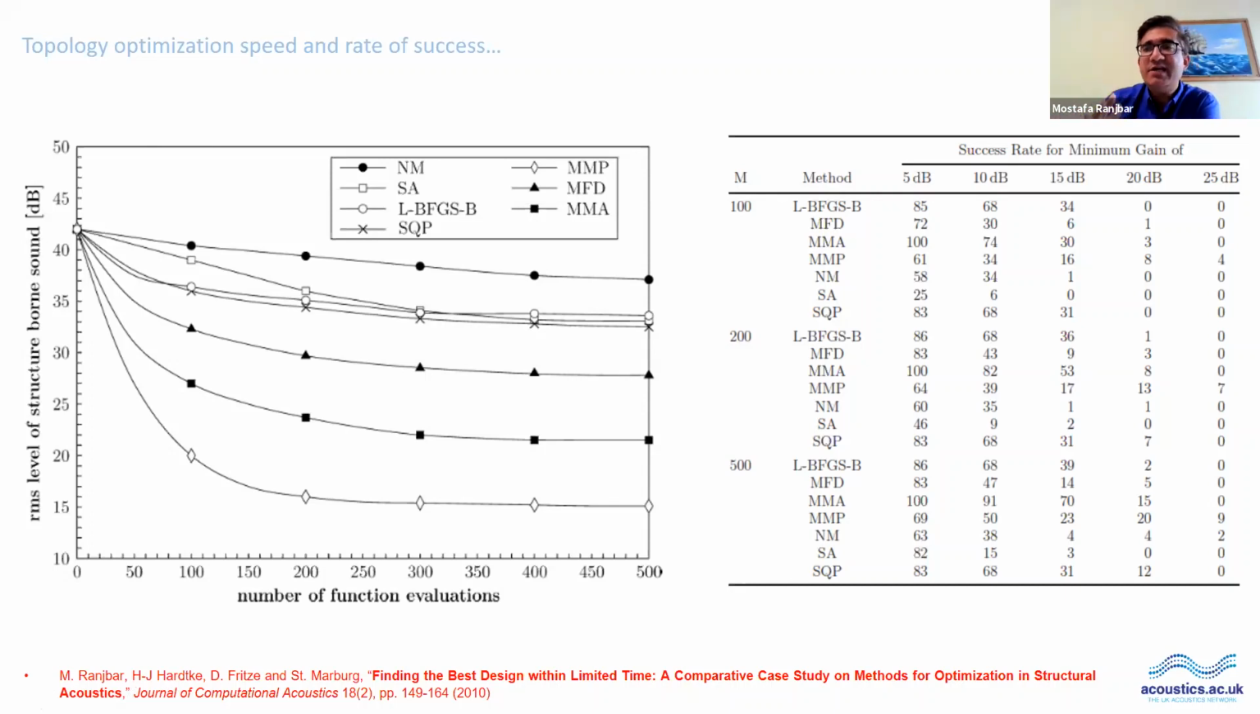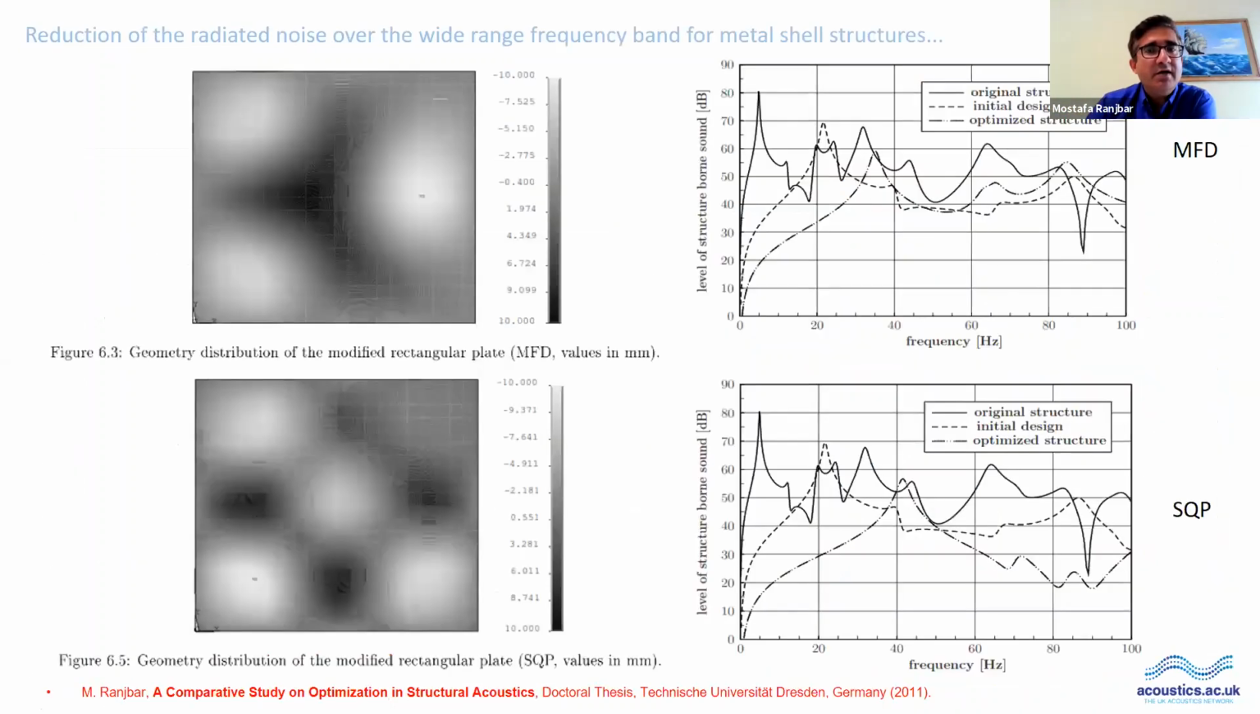So that means the best gain has been reached at the initial computation. And we realized that the rate of success for different types of optimization methods is different. That means by increasing the number of computations, you can reach more gain in the reduction of the radiated noise. And here you can see that by using different optimization techniques, we are reaching different optimum designs. That's why the objective function in structural acoustic design is quite nonlinear. So we have several optimum designs.